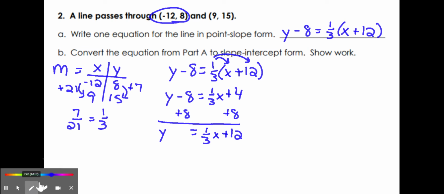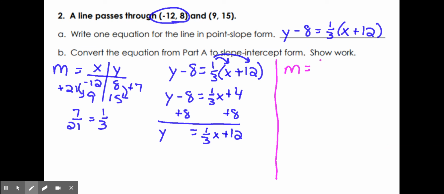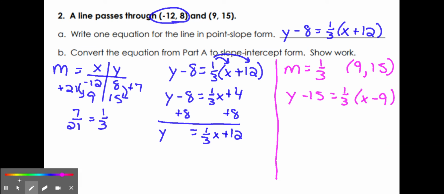Now, the next thing I want you to do is we're going to write the equation again, but we're going to use the second point. So using the slope, which is 1/3, and using the second point, which is 9, 15, write the equation of this line in point slope form. Did you get y minus 15 equals 1/3 times the quantity x minus 9?